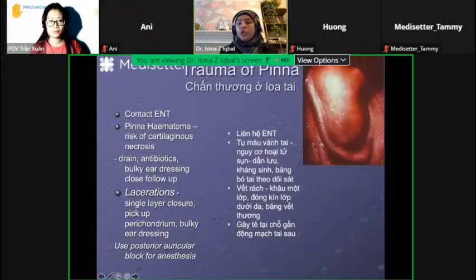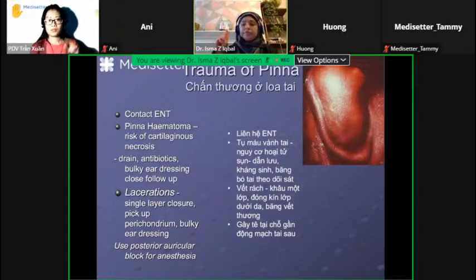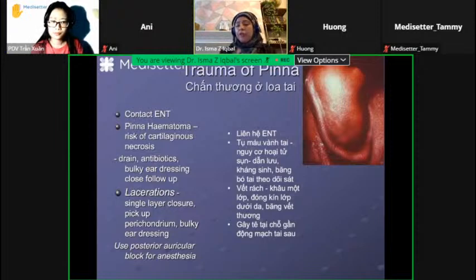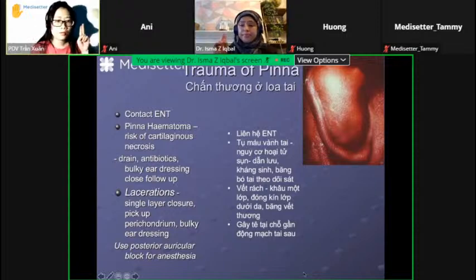Now, a pinna hematoma is a swelling of the ear, which is usually a result of trauma. So similar to a septal hematoma, you get fluid on either side of the cartilage.